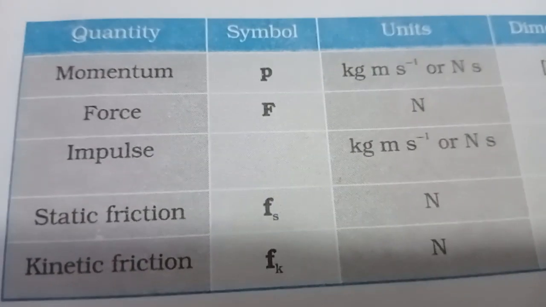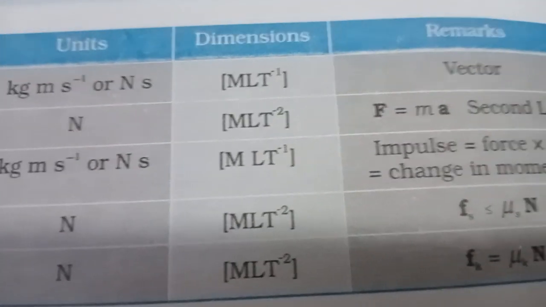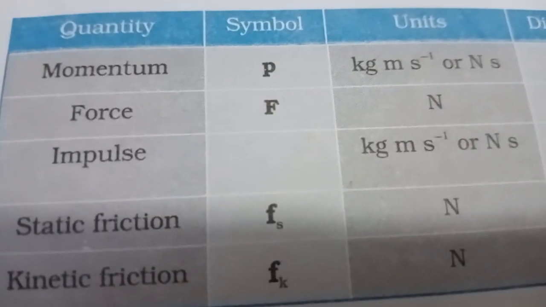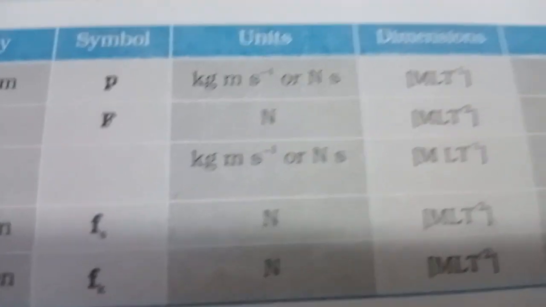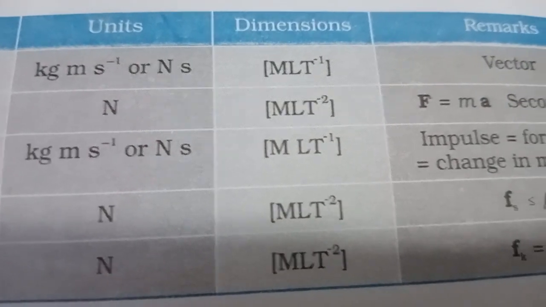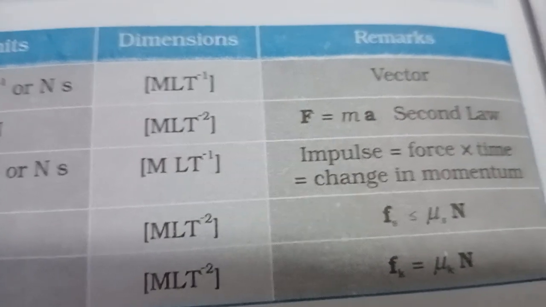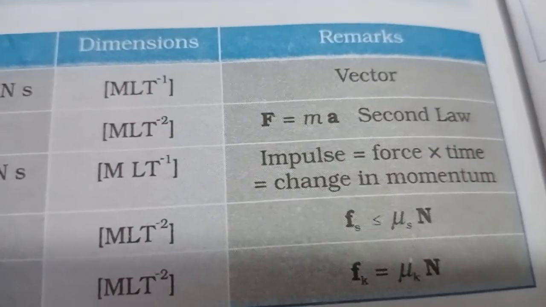Now there is a table giving you physical quantities, their symbol, their units, their dimensions, and some remarks. First physical quantity is momentum, given by symbol p. Unit is kg meter per second or Newton second. Dimensions are M to the power 1, L to the power 1, T to the power minus 1. Remarks: it is a vector quantity.